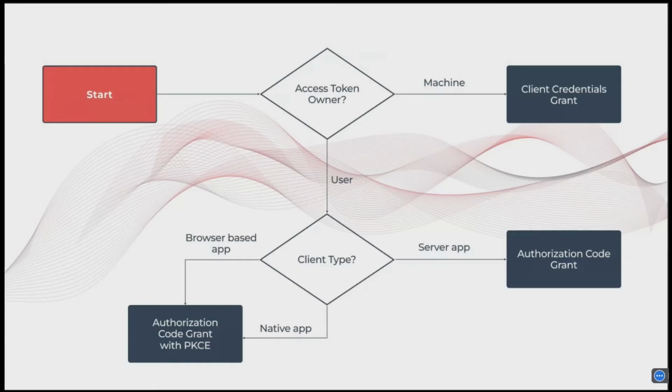Sometimes you might struggle to figure out which grant type to use, and this diagram can be very useful for this scenario to quickly check what kind of credentials you need. For example, if the access token owner is a machine, you can use the client credential grant for Ory Network. If it is a user, you can double check whether it's a browser type app or a server app. If it's a server app, of course, you can use the authorization code grant. Otherwise, the grant is PKCE, for a native application, let's say.